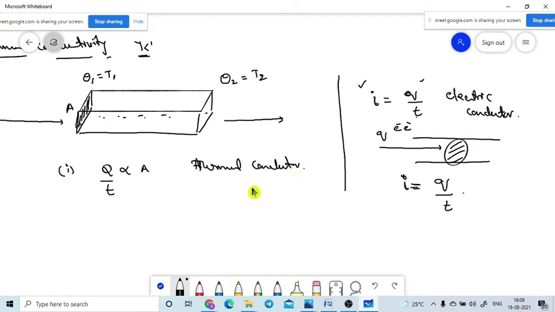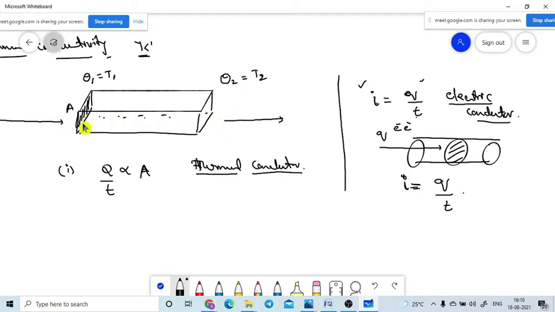What is meant by a conductor? A material which can allow a physical quantity to pass through is named a conductor. Here electricity is allowed through the material; in this case thermal energy is allowed through the material. That's why the amount of thermal current passing through the matter is directly proportional to the area of cross section of the material. If there is more area of cross section, more thermal current can be passed through the matter.